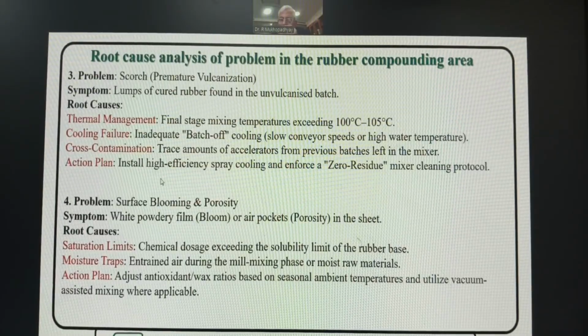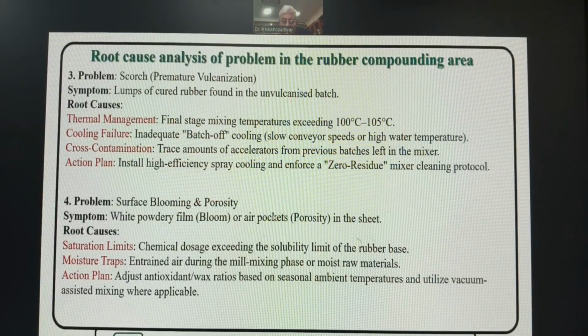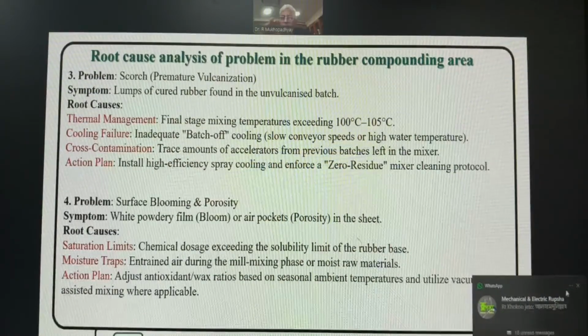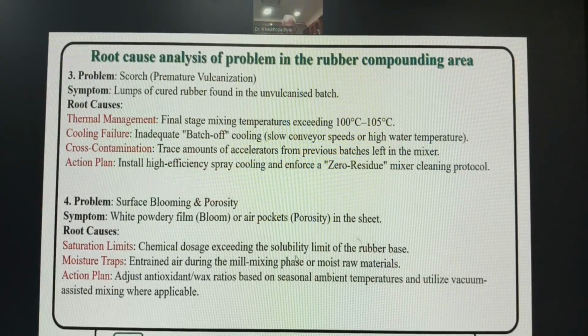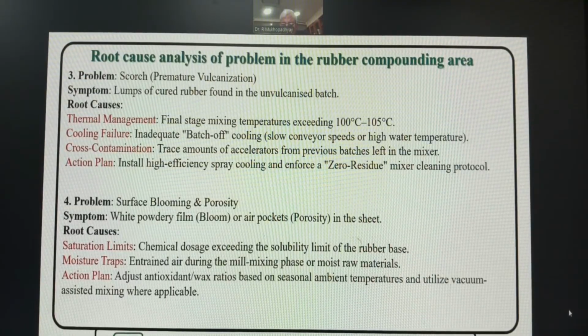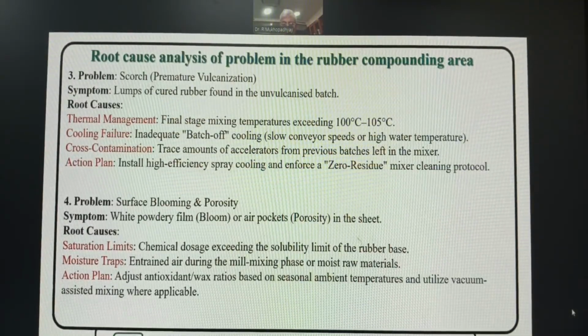If you have surface blooming or porosity in the compound, a white powder film, that is a bloom. You know that bloom generally happens when you exceed the solubility limit of a particular material in the polymer matrix. Generally what is happening is either there is a bloom or there is porosity. Now the question is what is the root cause: the chemical dosage exceeds the solubility limit of the rubber.